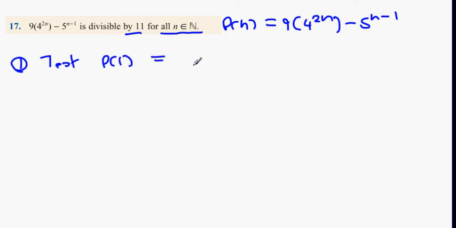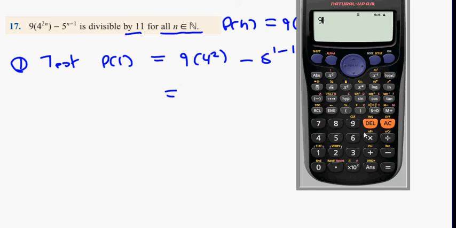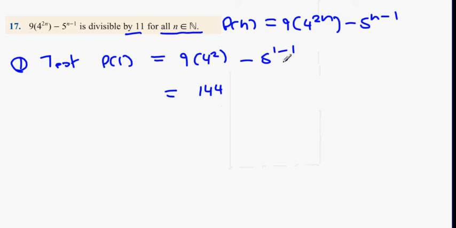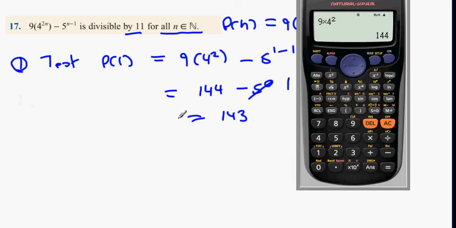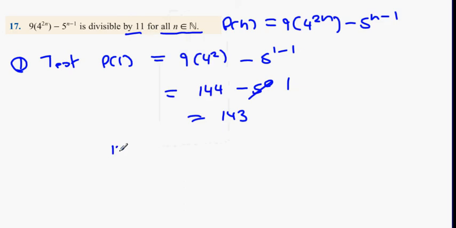So P of 1 equals 9 by 4 squared minus 5 to the power of 1 minus 1. So 9 times 16, or 9 times 4 squared, is going to be 144. 144 minus 5 to the power 0, 5 to the power 0 is 1, equals 143. 143 divided by 11 equals 13. So 143 divided by 11 equals 13.